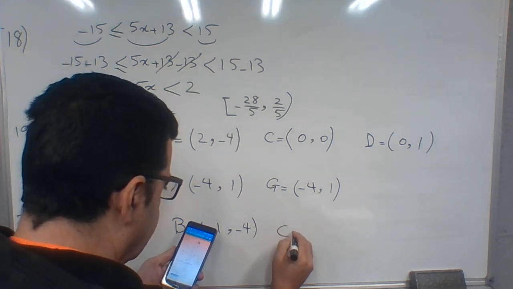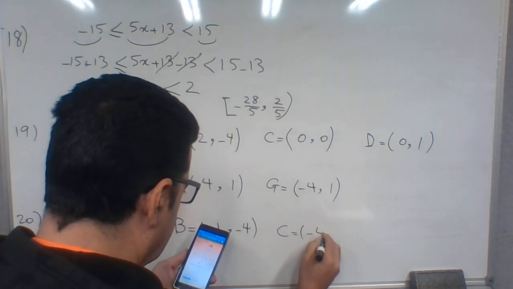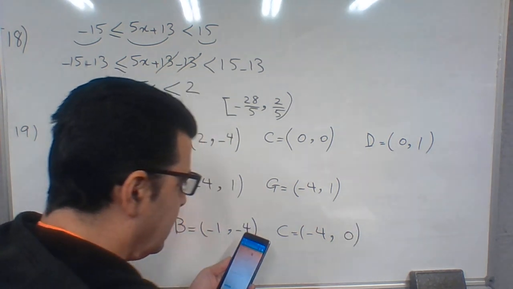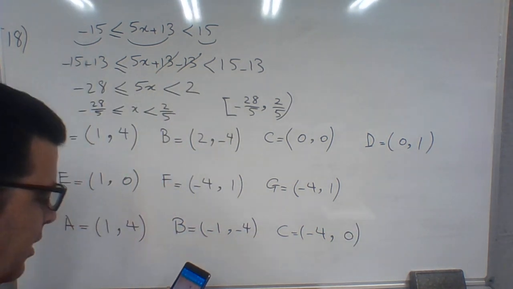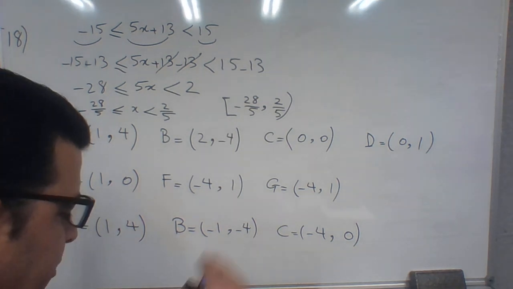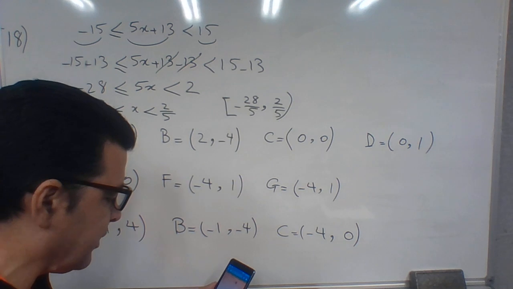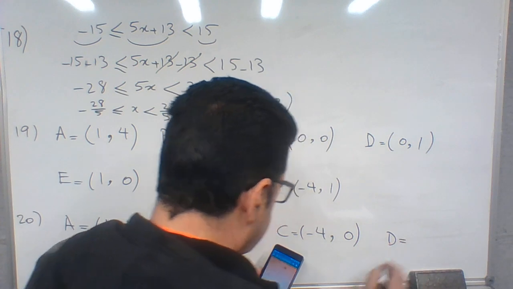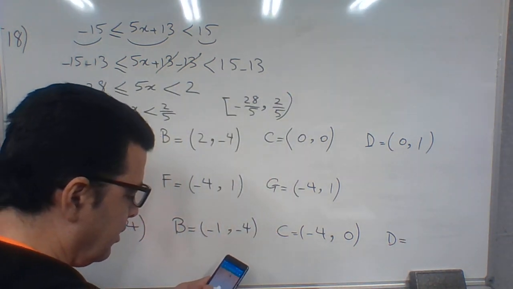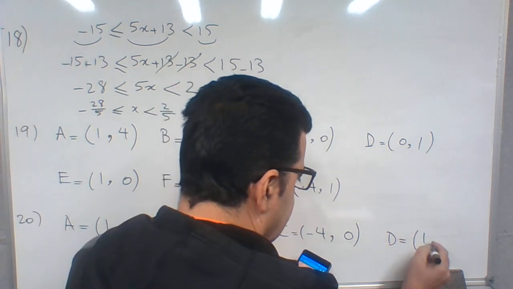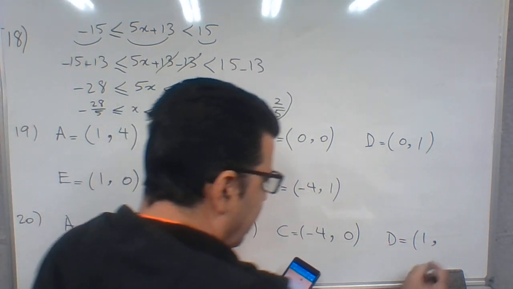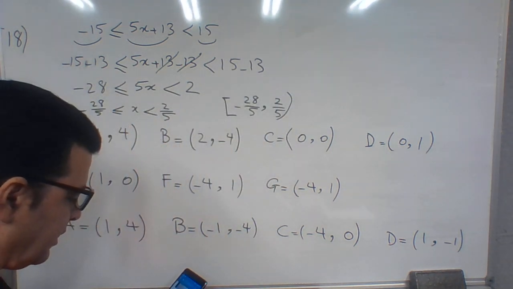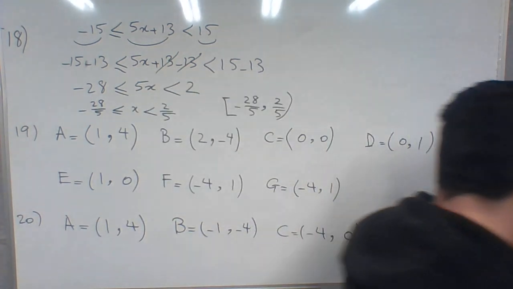And C is negative 4 units in x direction and 0 units in y direction. You see that is the same as the origin, same vertical distance from the x-axis, so it is on the x-axis. So D is 1 unit in x direction and negative 1 unit in y direction. Okay, this was number 20. Let's go to number 21.